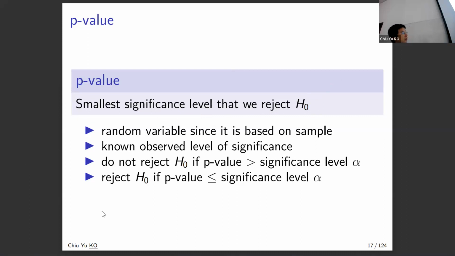Basically, this is just saying that because you control the alpha, you change the alpha such that this is exactly the point of rejection. We'll be more clear later.